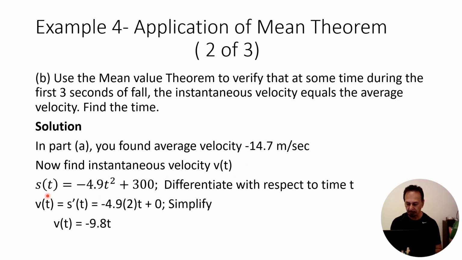So let's start with s of t equals negative 4.9 t squared plus 300. Now we differentiate with respect to time t. The derivative of s of t becomes the velocity v of t, which is s prime of t. Now the derivative: negative 4.9 times the derivative of t squared, which is 2t, plus the derivative of 300, which is 0 because 300 is constant. So we simplify, and the velocity at time t is negative 9.8 t.